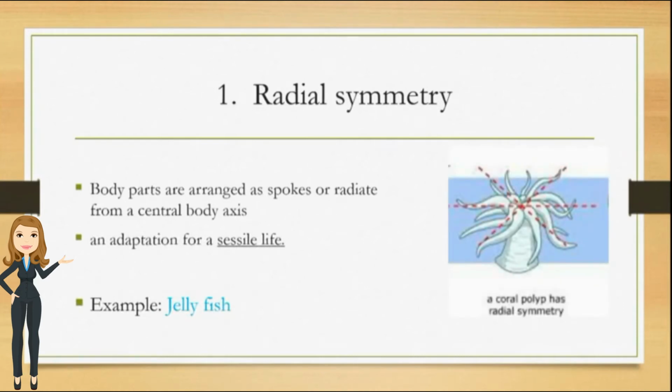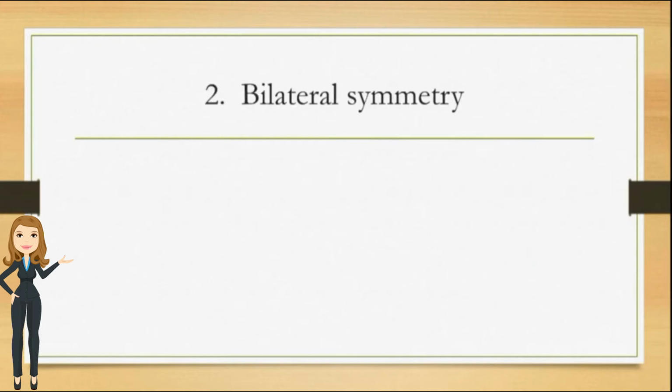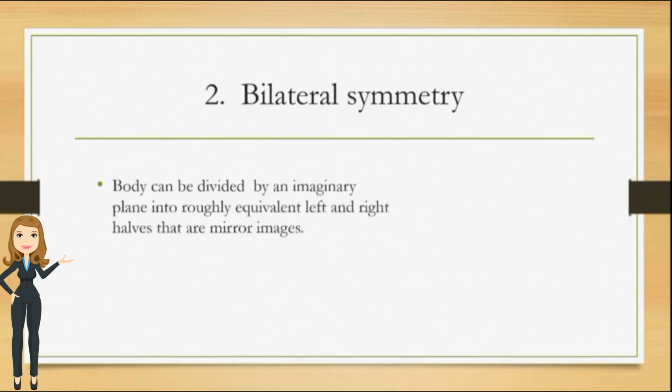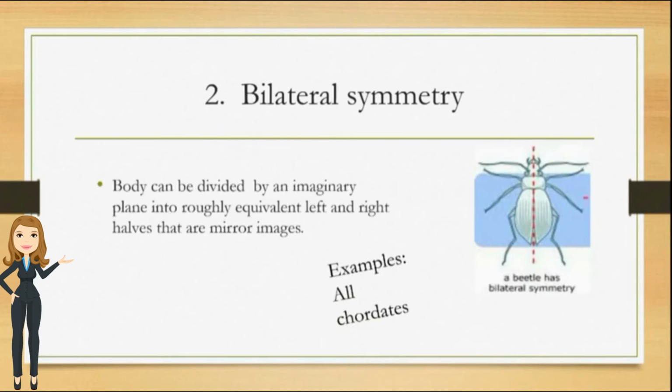Now moving towards the bilateral symmetry. The organisms with bilateral symmetry have equivalent left and right halves, if an imaginary line passes at the center of their body. Like we humans, we also have bilateral symmetry, and you can also see in the diagram the red line indicates the imaginary line.